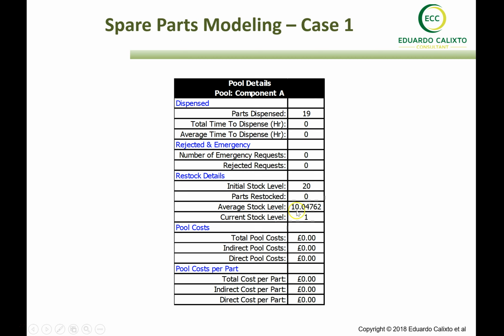So the average stock was 10, by considering what I used and what I had in stock along the time. The current stock level is 1. At the end of the life cycle, we still have 1 spare part in stock. And then, of course, as I explained, I can put some cost for managing the spare parts, and in the end I will have the total cost.